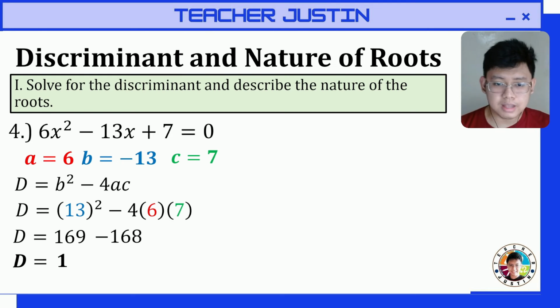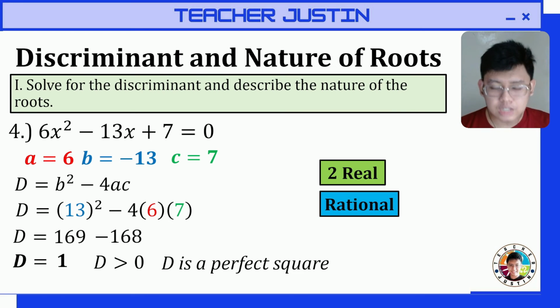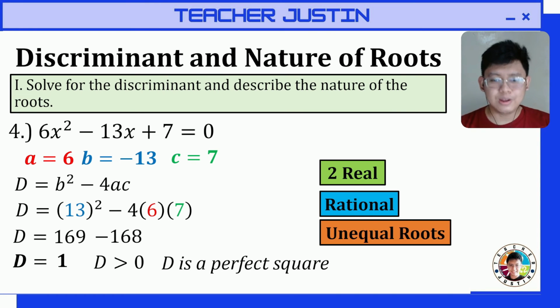So, our discriminant is equal to 1. Now, let's compare it to 0. Since positive yung nakuha nating discriminant, automatic it is greater than 0. And let's check if it is perfect square. So, 1 is a perfect square number. So, it is a perfect square. Now, our nature of roots for this quadratic equation will be 2 real, rational, unequal roots. And that's it. Ta-da! Alright.